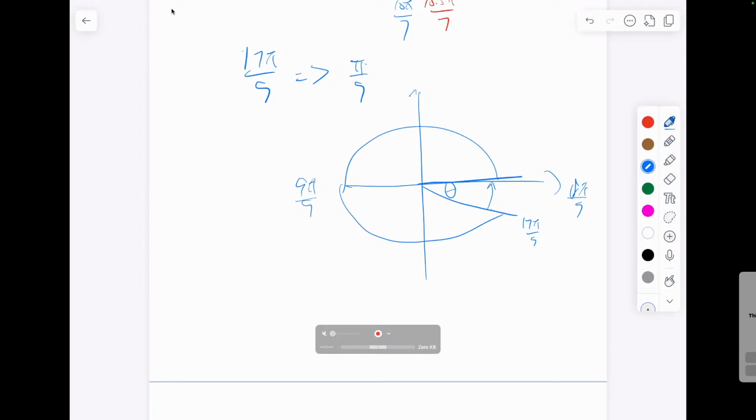You can, but you have to understand the reference angle has to be positive. So you subtract the smaller one from the bigger one. You can subtract the bigger one from the smaller one, but then take the absolute value. So you can do 17 pi over 9 minus 18 pi over 9 and take the absolute value to get the distance. Because right here, we just want the distance from here to here, and that's the reference angle. Okay, yes.